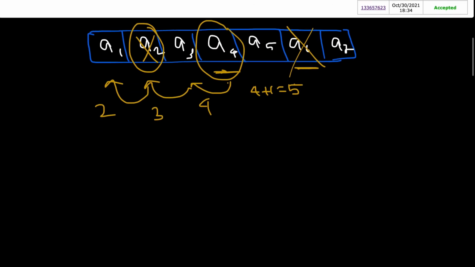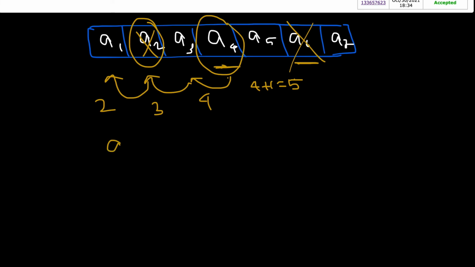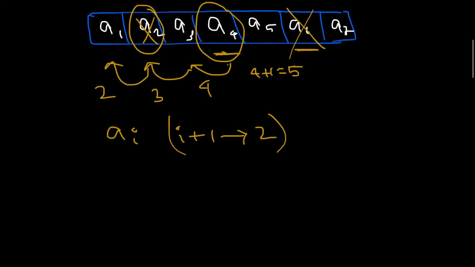For every I, I will check with the numbers from I plus 1 down to 2, and I will see whether any number divides it or not. If I can find any number that doesn't divide it, then at that position I can remove that number from the array. So now, what if I don't find any number in this range that doesn't divide AI?